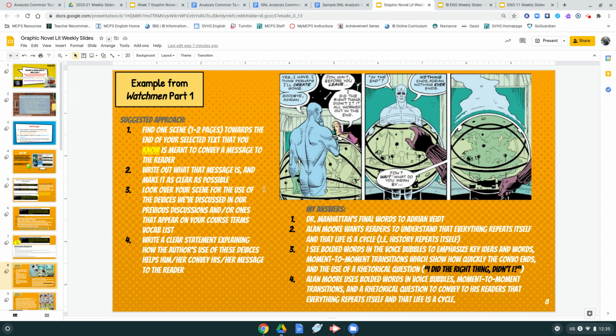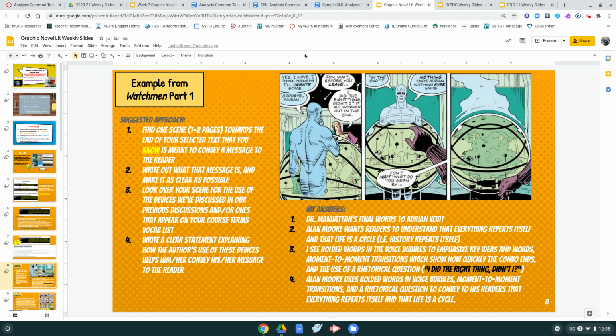And then number 2, what is that message? Alan Moore wants readers to understand that everything repeats itself and that life is a cycle, or in other words, history repeats itself. Number 3 is, what devices do I see here?